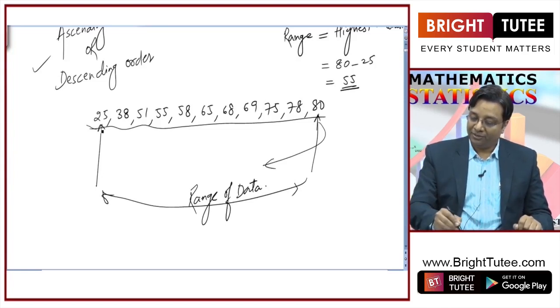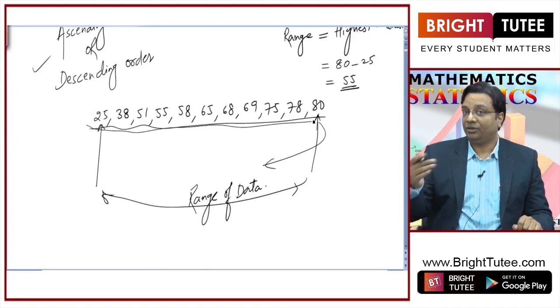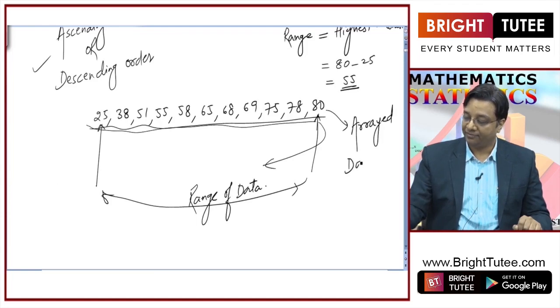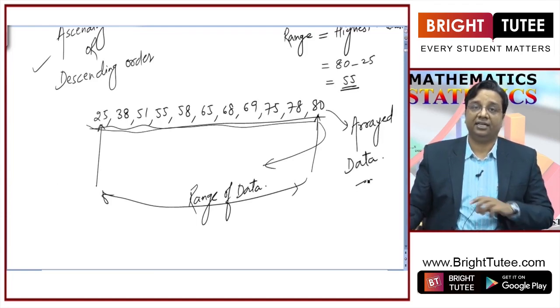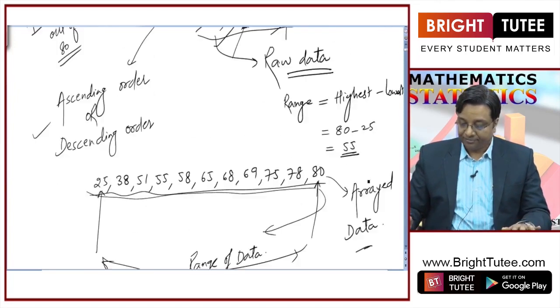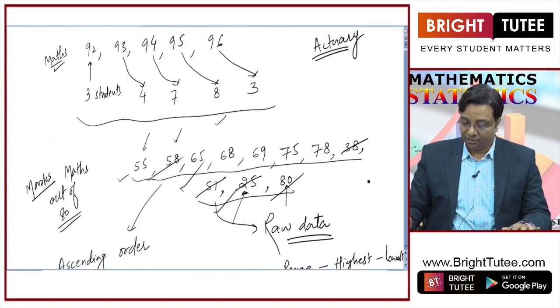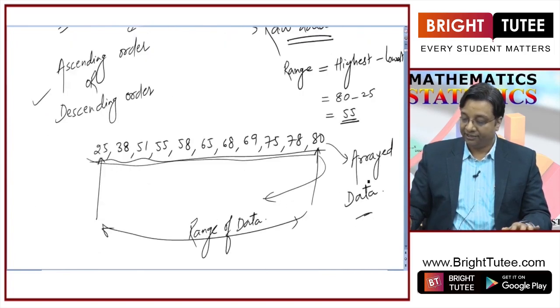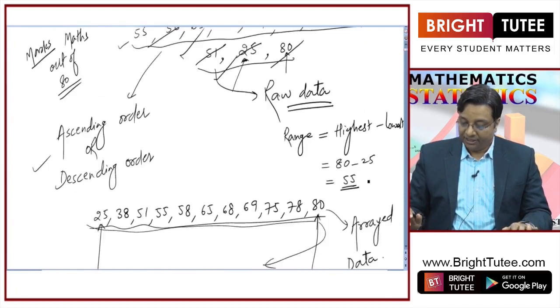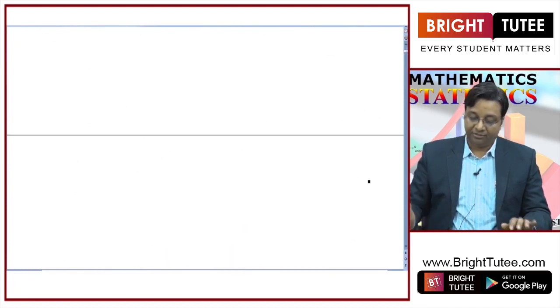Now when you represent data in ascending or descending form, this type of arrangement or this data is known as arrayed data. This you would have studied in the data handling chapter in your previous classes. So this was about raw data and then arrayed data and the range of data, highest minus lowest. Let me tell you about another term also.